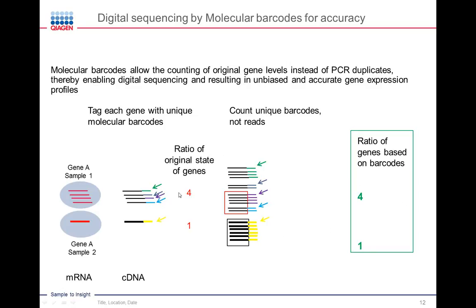So we ended up with 4-to-1 when we started with 4-to-1, as opposed to the original example that I showed, where if you're counting the reads instead of the barcodes, you can end up distorting this original state of genes. Instead of ending with a 4-to-1 ratio, we ended up with a 2-to-1 ratio based on those reads. So this is the idea and the principle of molecular barcodes and how molecular barcodes can help us overcome the issue of PCR duplicates and amplification bias.